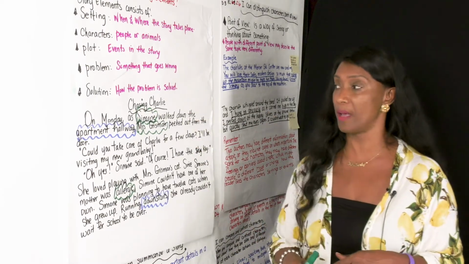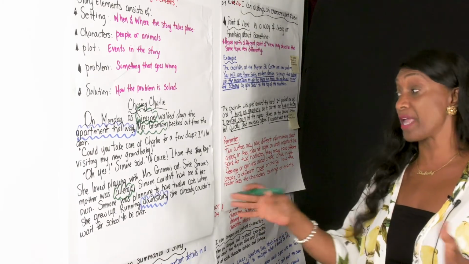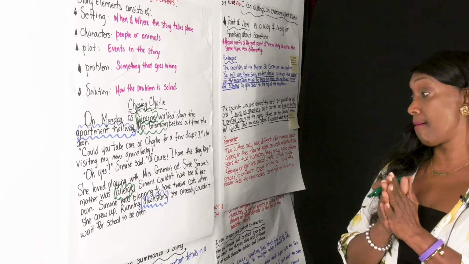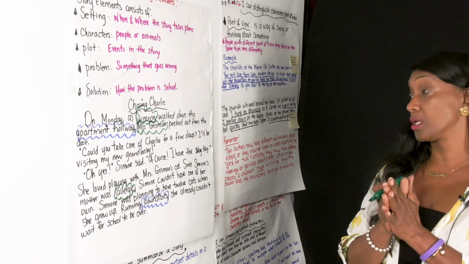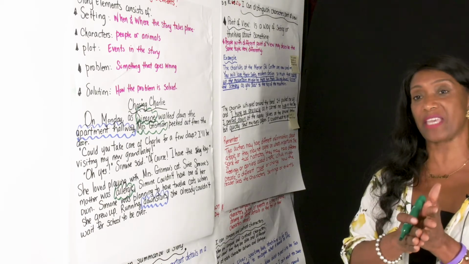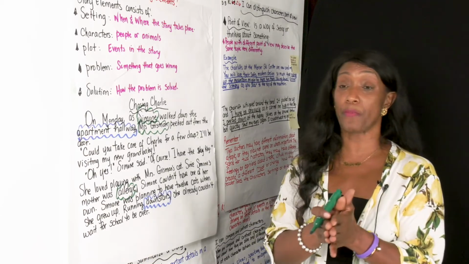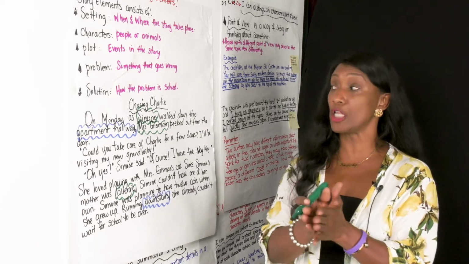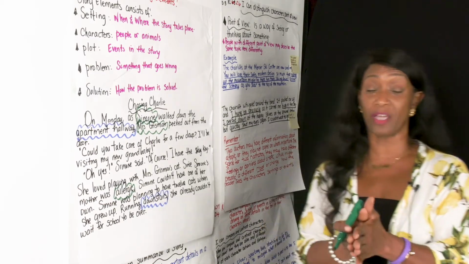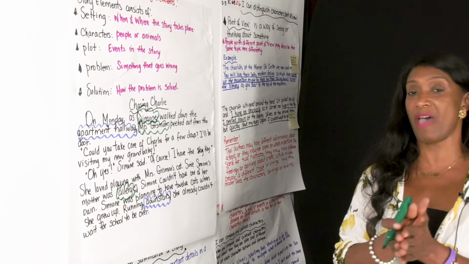Now let's look at the problem. Do we have a problem here? Well, yes, we know that Simone's mother was allergic to the cats, and so Simone couldn't have a cat of her own. That was the problem. So we know that if there's a problem, we need to fix that. That's called a solution. So how did Simone solve that problem? Let me give you an opportunity to think about that. How did Simone solve the problem of not being able to have a cat?